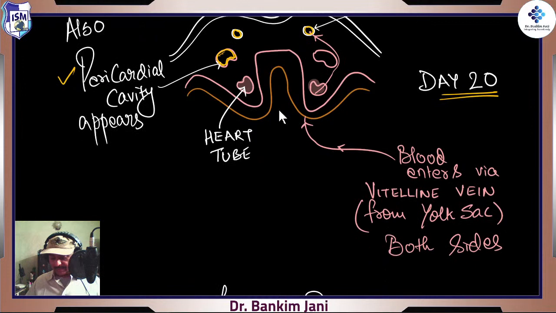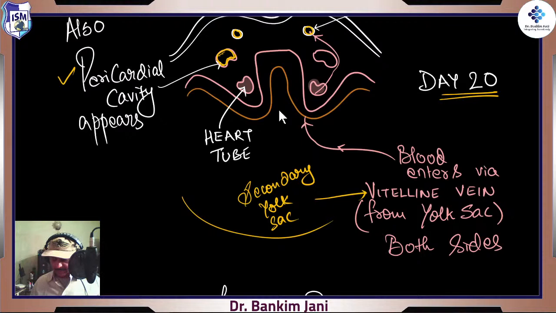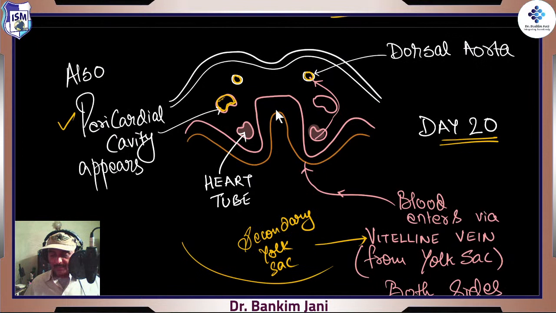So here what happens, there is something called the vitelline vein. This vitelline vein is coming from the yolk sac, right? The yolk sac was just over here, the secondary yolk sac. From there, from both sides, that vitelline vein would go. Vein, because it is going towards the heart, so we'll call it vein. It enters these so-called tubes, and then they go out via another opening, that is the dorsal aorta. So blood comes and goes, right? It's a very primitive flow.